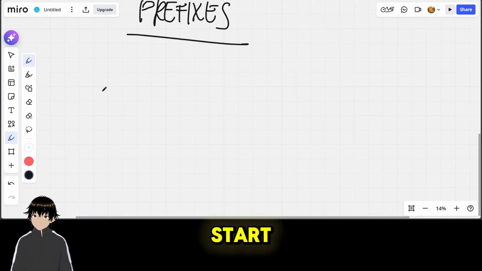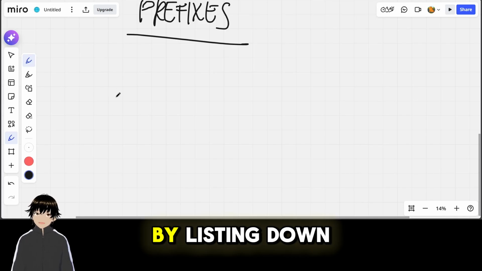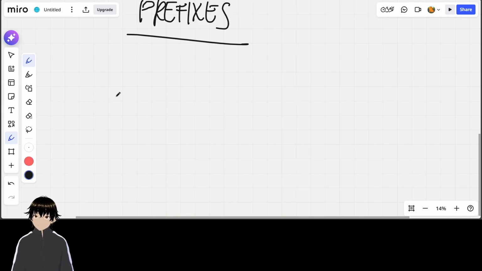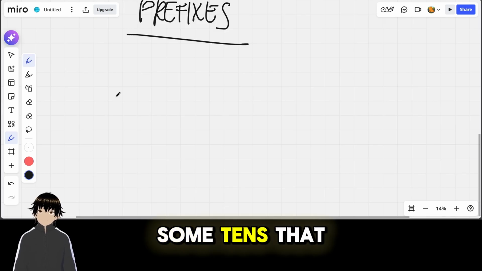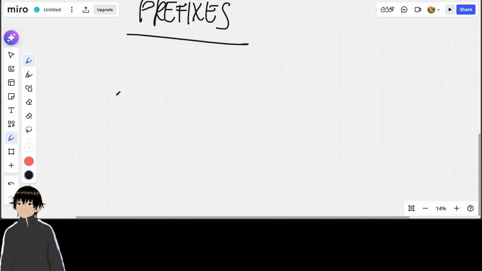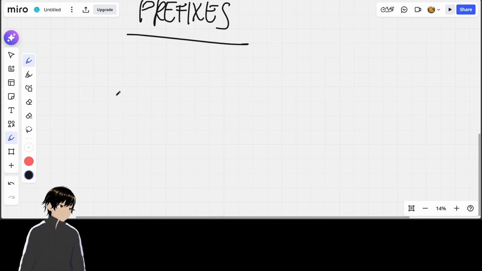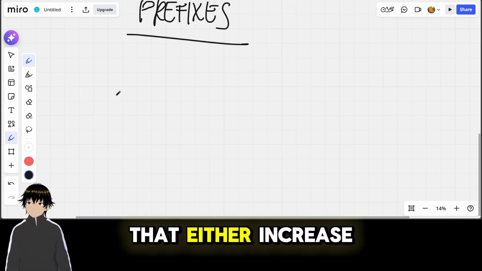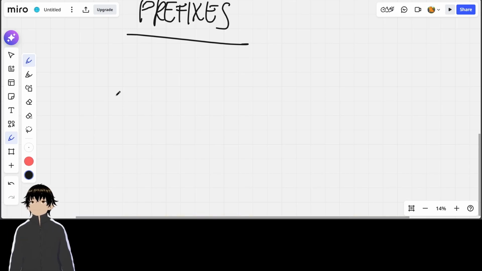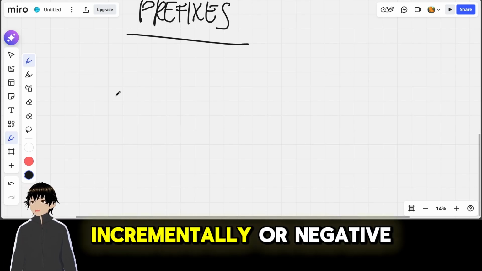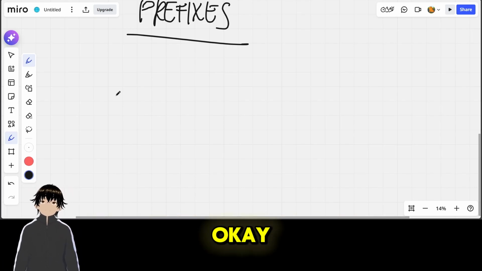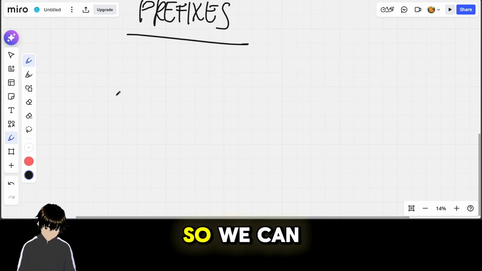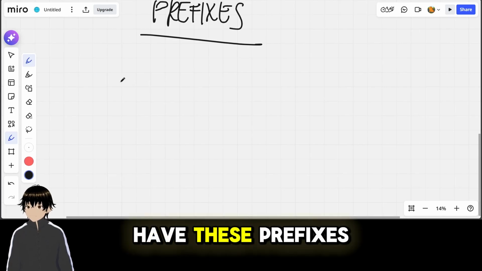So we can start by listing down some tens that have exponents on them, that have exponents that either increase by 3 incrementally or negative 3. Okay? So we can have these prefixes.